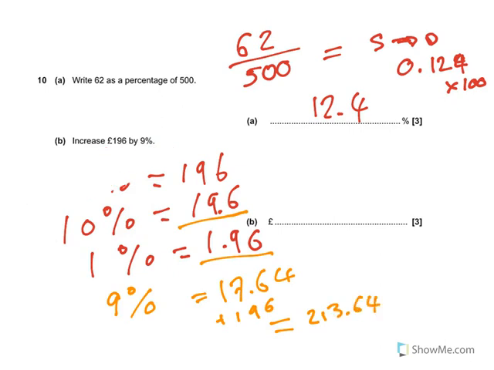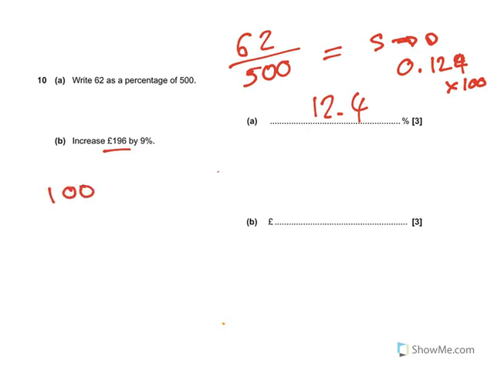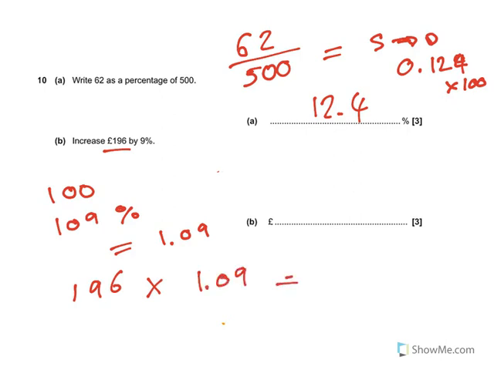Lastly, probably the quickest method for answering a percentage increase question is to use what is known as the multiplier method, and that simply means you need to understand that obviously you have £196 to begin with. That is known as 100%. If you increase by 9%, that's going to be 109%. As what we call a multiplier, which is basically the number as a decimal, it is 1.09. If we take 196 and we multiply it by 1.09, it takes us straight to the answer of 213.64.